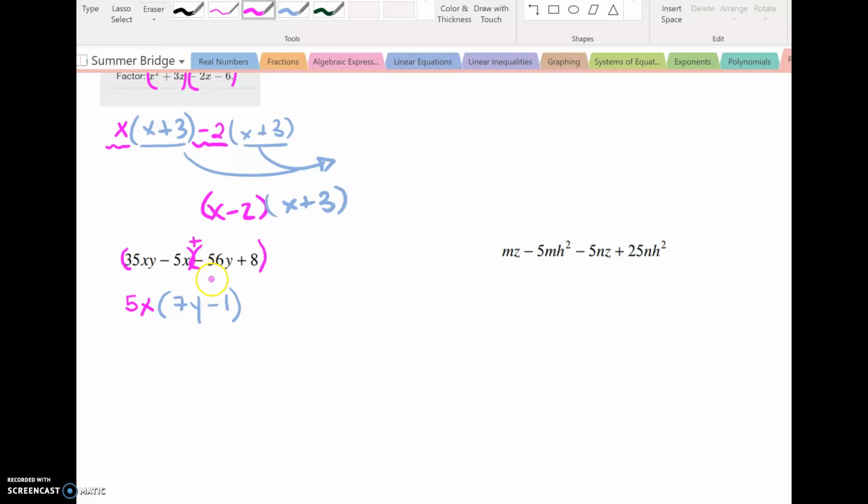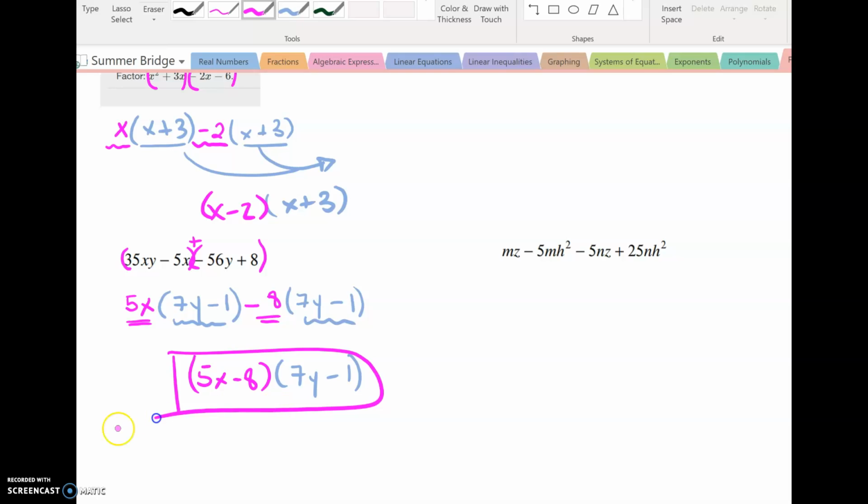Okay, now I see that I have a negative here, so I'm going to factor out a negative. And I notice that both of these numbers are divisible by 8, so I'm going to divide by 8, okay? So my next group of parentheses here is going to be negative 56y divided by 8, which is going to be a positive 7y. And then I'm going to have a negative 1. So that works out really nice because I can factor those terms out. So 7y minus 1. And then my first set of parentheses is going to be what's left. 5x minus 8.